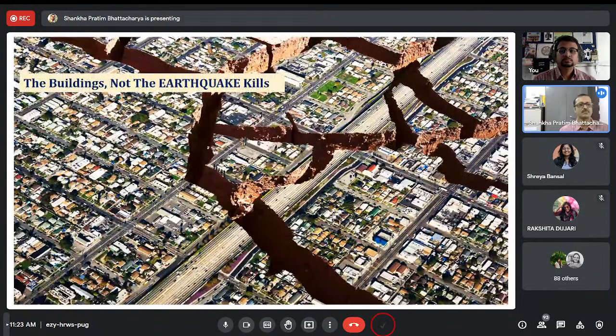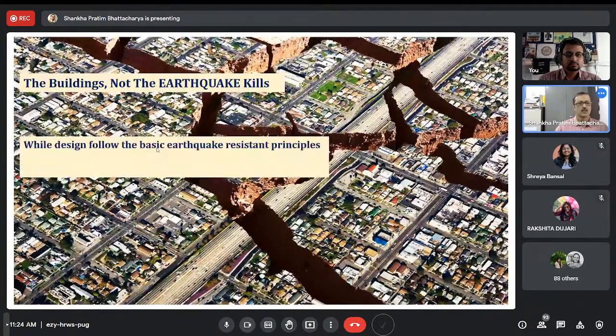Number one, please remember that it is the building, not the earthquake, that kills. If you go through our history, in fact world history, it is due to the building. The collapse of the building or the infrastructure is the cause; the loss of life is due to the collapse of the building, not the earthquake.